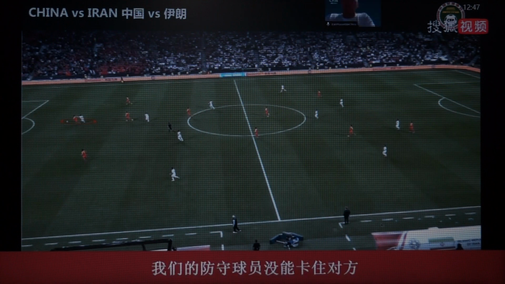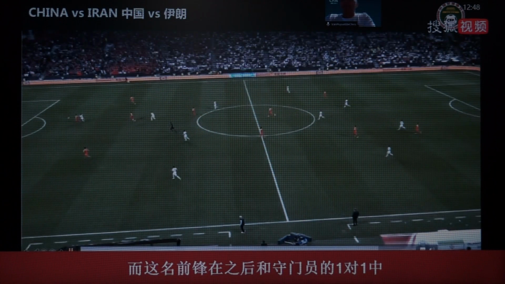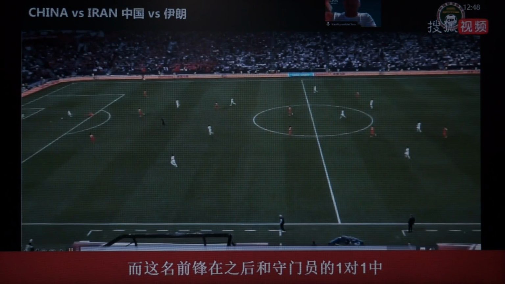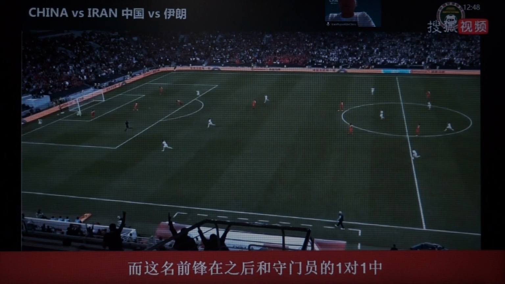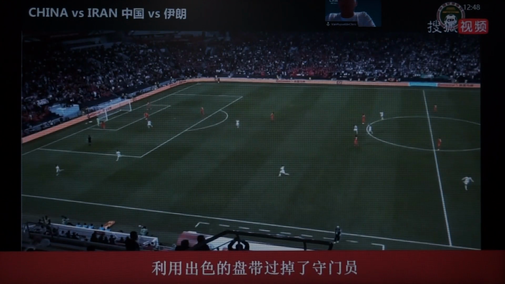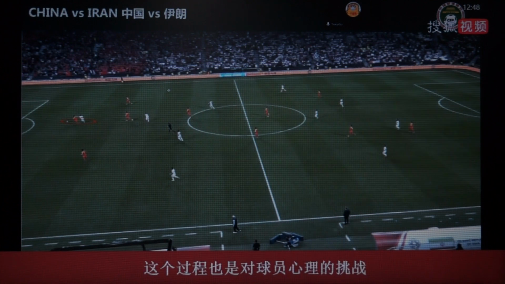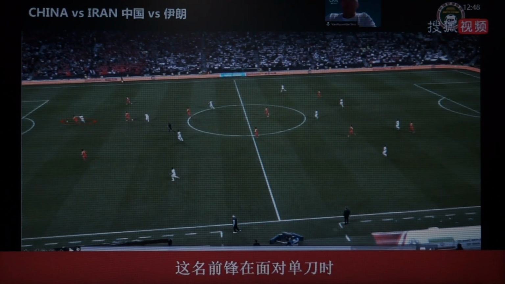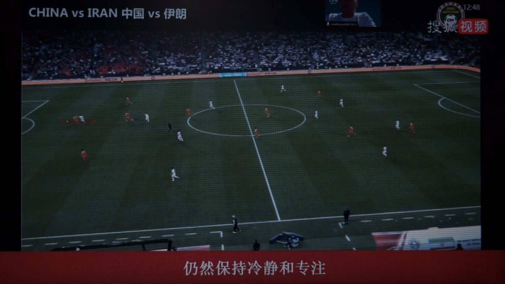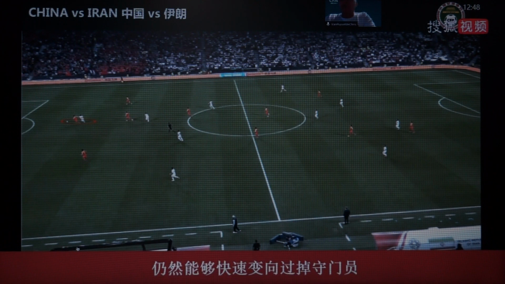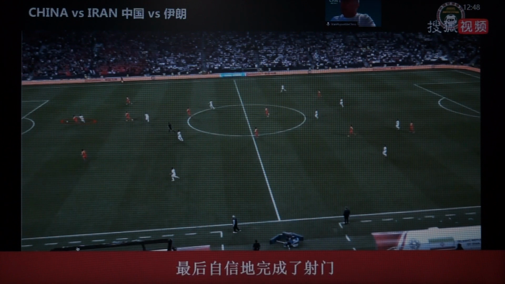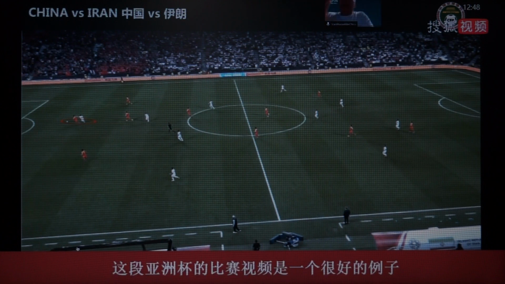Okay, defensively we lose this 1 against 1, but then you see the striker in the 1 against 1 against our goalkeeper is fantastic. By mentally challenging his opponent, he loses the ball, and he's still so cool in his head, mentally so focused, that he can dribble the goalkeeper with speed, with fake movement, with change of speed, and with change of direction, as our 3 coaches taught.